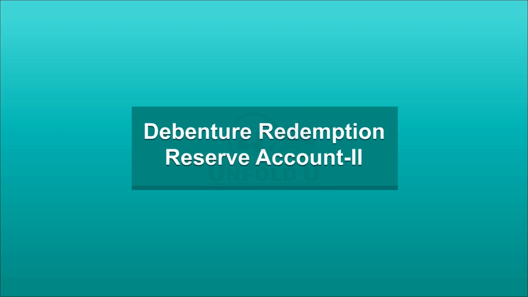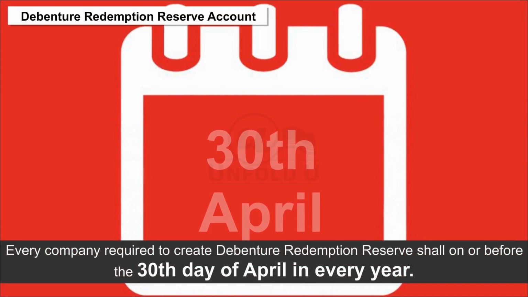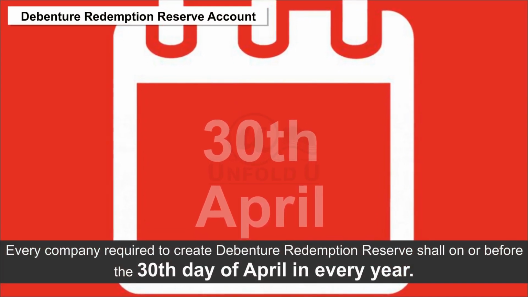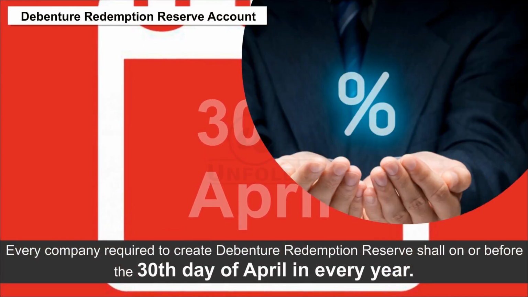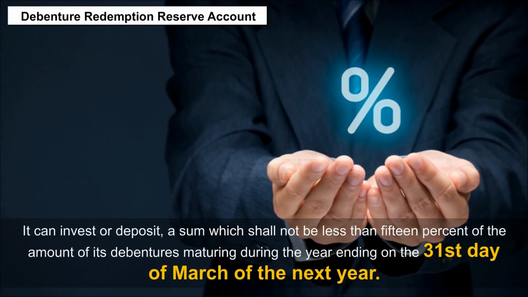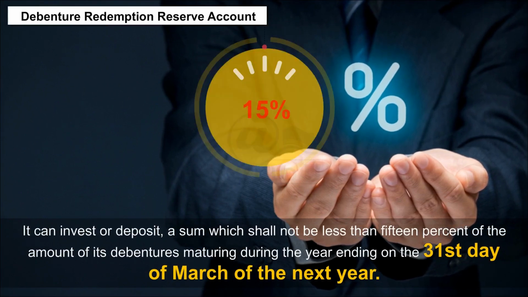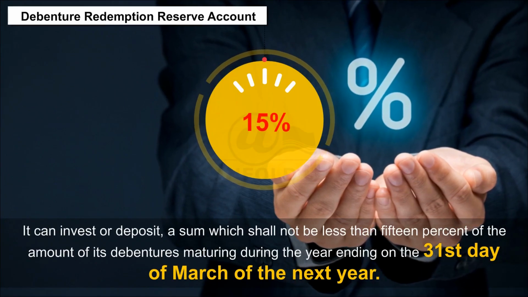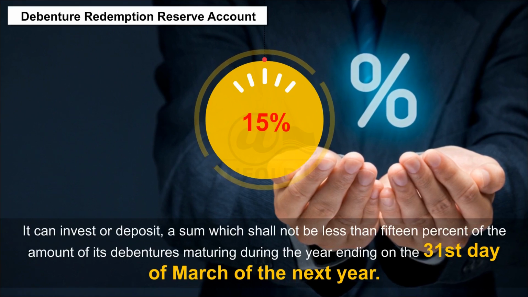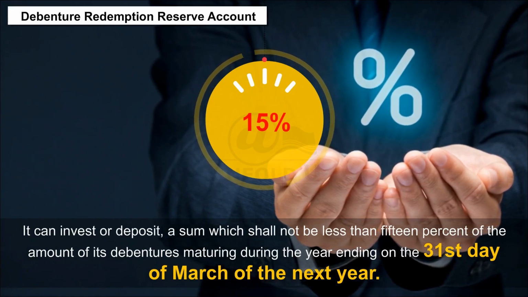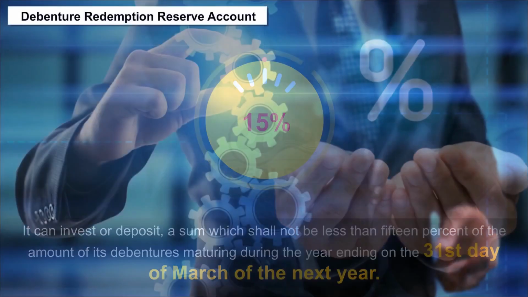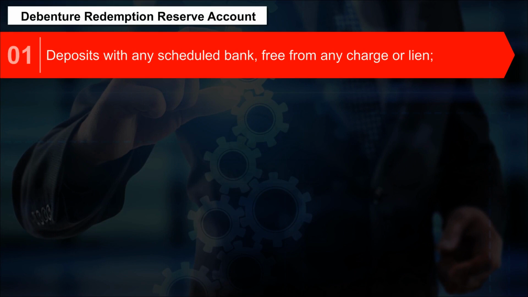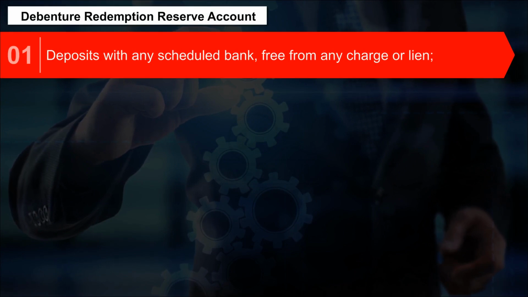Debenture Redemption Reserve Account 2. C. Every company required to create debenture redemption reserve shall, on or before the 30th day of April in every year, invest or deposit a sum which shall not be less than 15% of the amount of its debentures maturing during the year ending on the 31st day of March of the next year, in any one or more of the following methods, namely: 1. Deposits with any scheduled bank, free from any charge or lien.